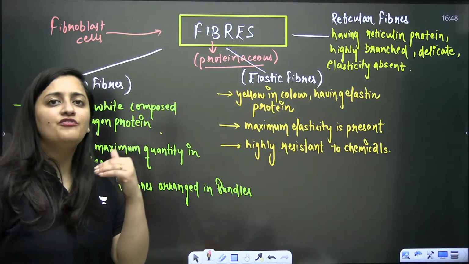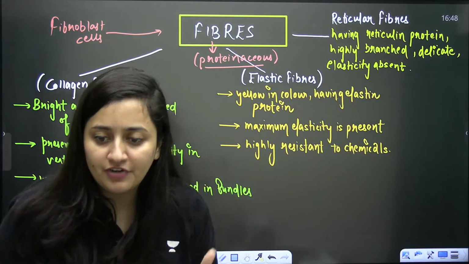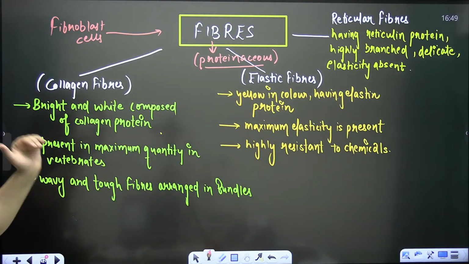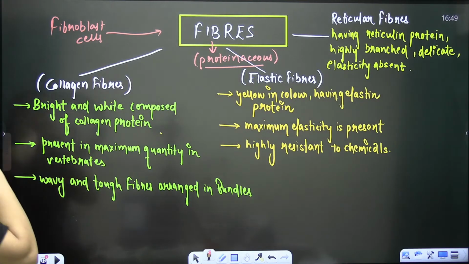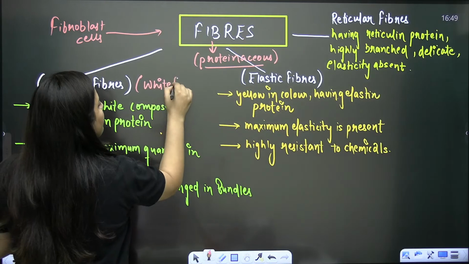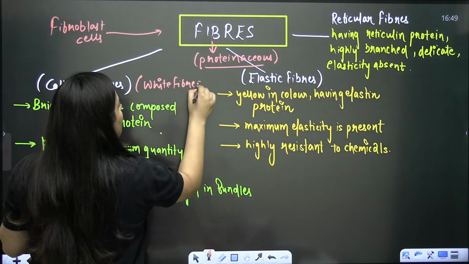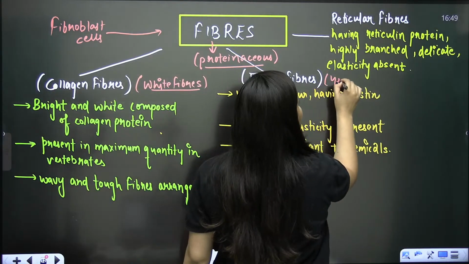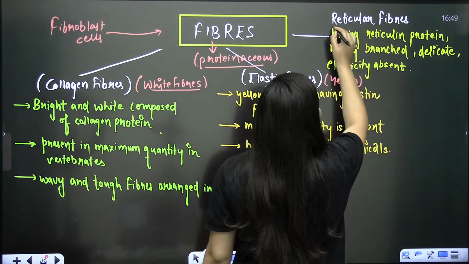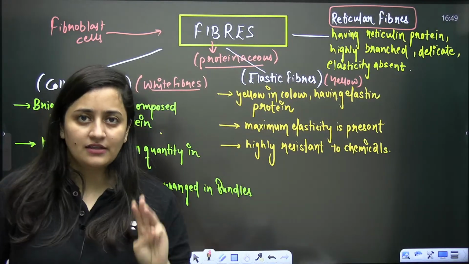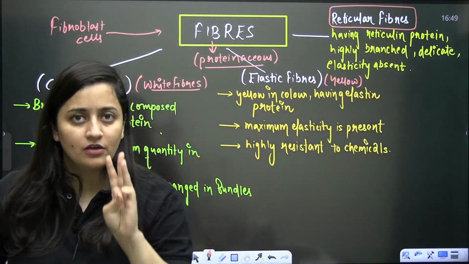On the basis of types of proteins, we have different types of fibers. Collagen fiber, also known as white fiber. Elastic fiber, also known as yellow fiber. And then we have the reticular fiber. So three types of fibers are there: white fiber, yellow fiber, reticular fiber.